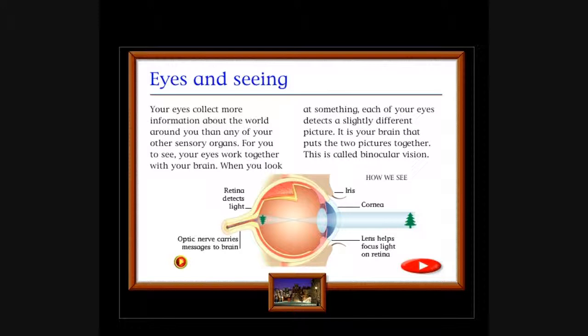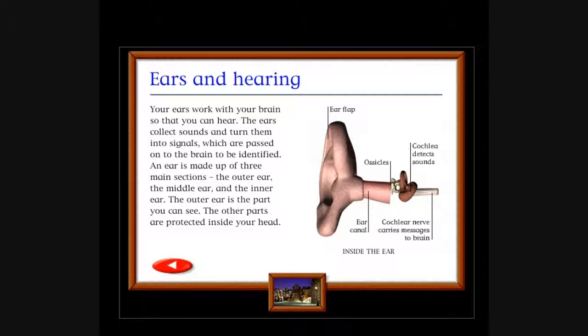So, the optic nerve carries the message to the brain. The retina detects light. The iris, cornea, and lens help focus light on the retina. Yay. Ears. Your ears work with your brain so that you can hear. The ears collect sounds and turn them into signals which are passed on to the brain to be identified.